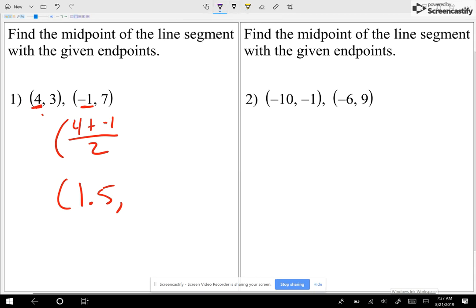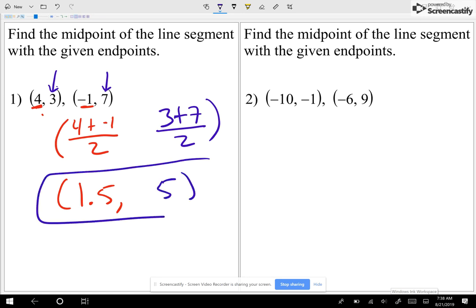Now to get the y value, I'm going to look at the y values that were given originally, and I'm going to do the same thing. 3 plus 7. I'm going to add the two numbers, 3 plus 7. Whatever I get, I'm going to divide it by 2. Once again, the average of two numbers will give you the number right in the middle. Right? 3 plus 7 is 10, and divided by 2 gives me 5. Those are the coordinates of my midpoint.